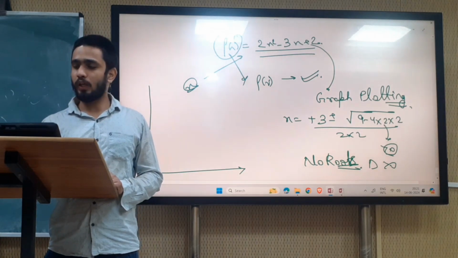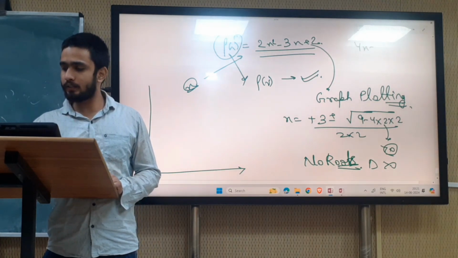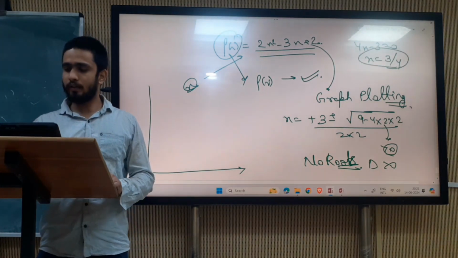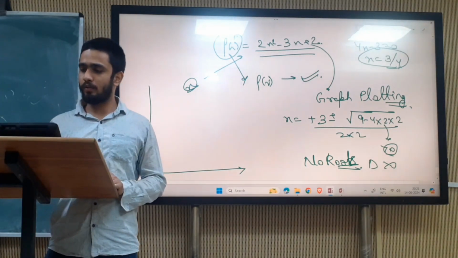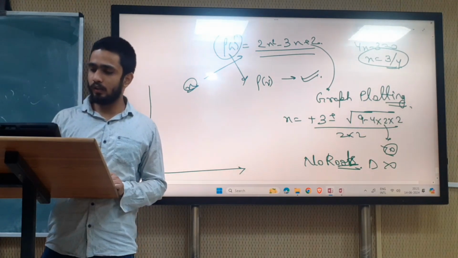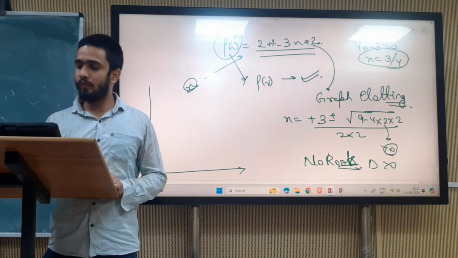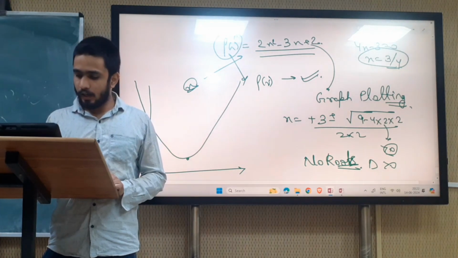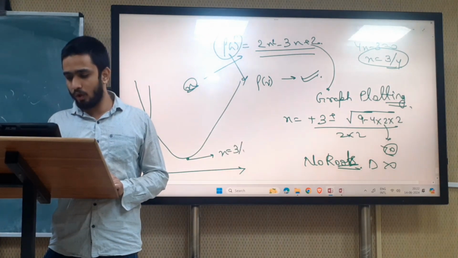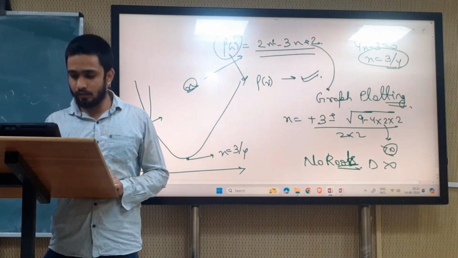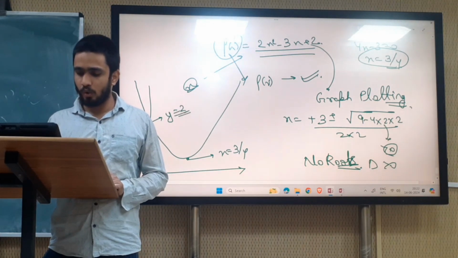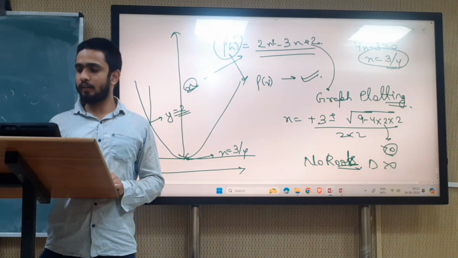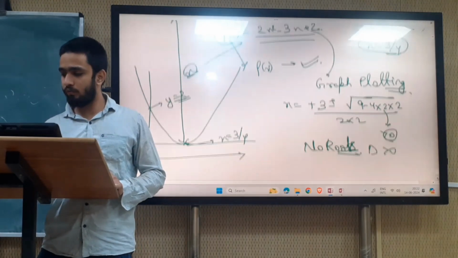So finding the minima: 4x minus 3 equals 0, so x is equal to 3 by 4. At x equals 3 by 4 it has a minimum, and the value when x is 0 is 2. So the range will be the values from x equals 3 by 4 to infinity.